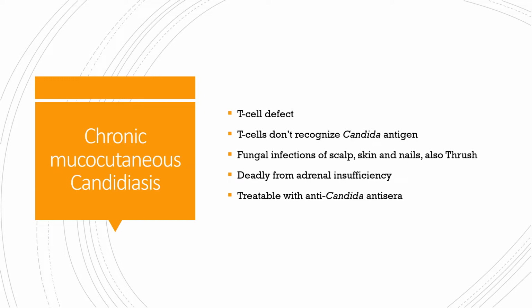Chronic mucocutaneous candidiasis is a T-cell defect. The T cells don't recognize Candida antigen, and these patients can present with thrush. They also have fungal infections of the scalp, skin, and nails, and it is deadly from an adrenal insufficiency. It can be treatable with anti-candida, but infections will continue to occur if treatment stops. These folks also have endocrine issues, including hyperthyroidism and Addison's disease. Their T cells respond normally to other antigens, and their B cells are unaffected, but they are prone to skin and mucosal surfaces infections from Candida albicans.